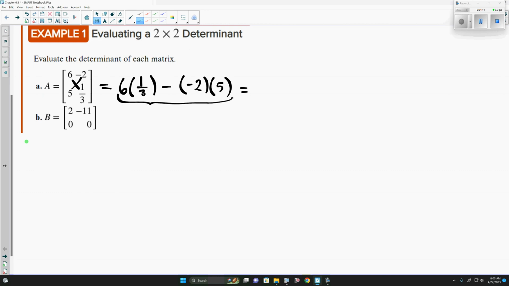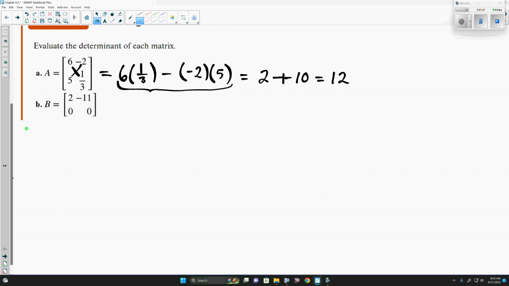Or if we did this by hand, 6 times 1/3 is 2, minus negative 2 times 5, which is negative 10. Negative negative makes a plus, telling us the determinant of matrix A is 12. Questions on this here? Now, since the determinant is 12, matrix A is actually invertible. It is not singular, so it does have an inverse.